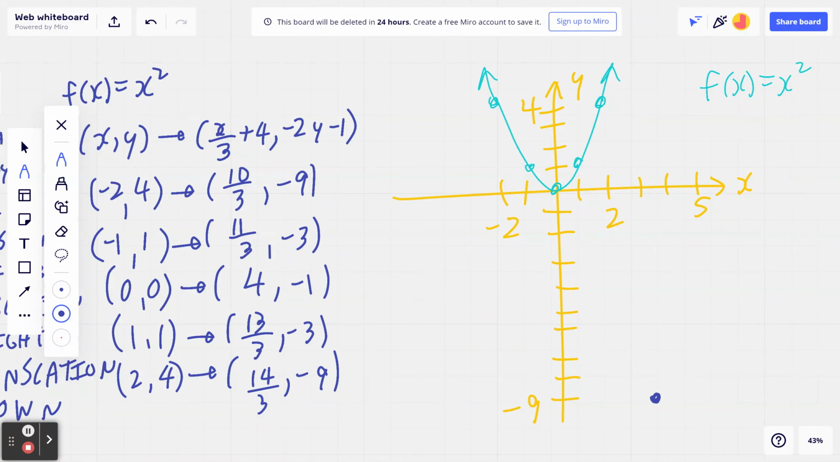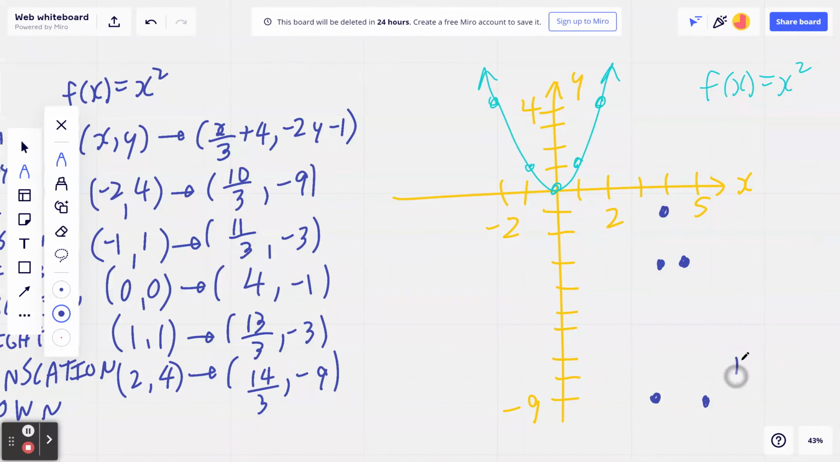The next point is going to be negative 11 over 3, which will be, roughly speaking, somewhere here, down by 3. Then we go all the way to 4, down by 1. Again, we go all the way to 13 over 3, which is going to be, roughly speaking, somewhere here, down by 3. Last but not least, you're going to go all the way to 14 over 3, down by 9, which is going to be there.